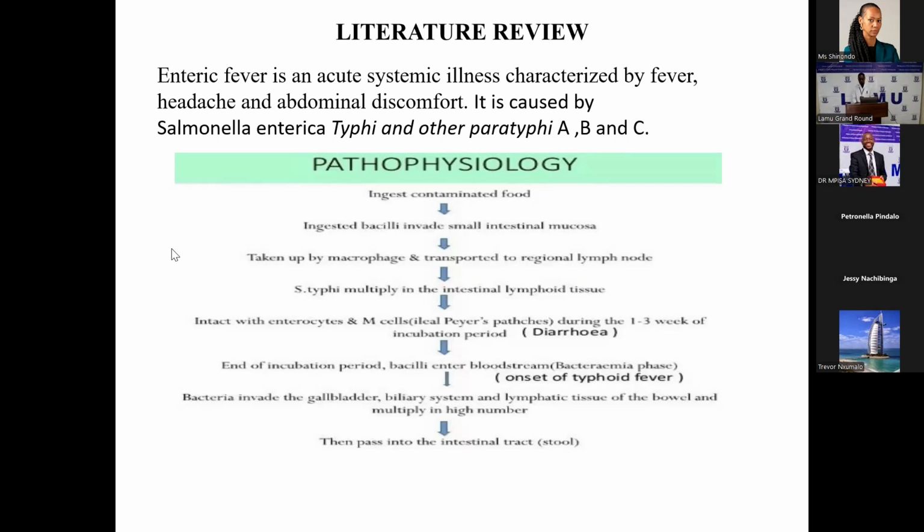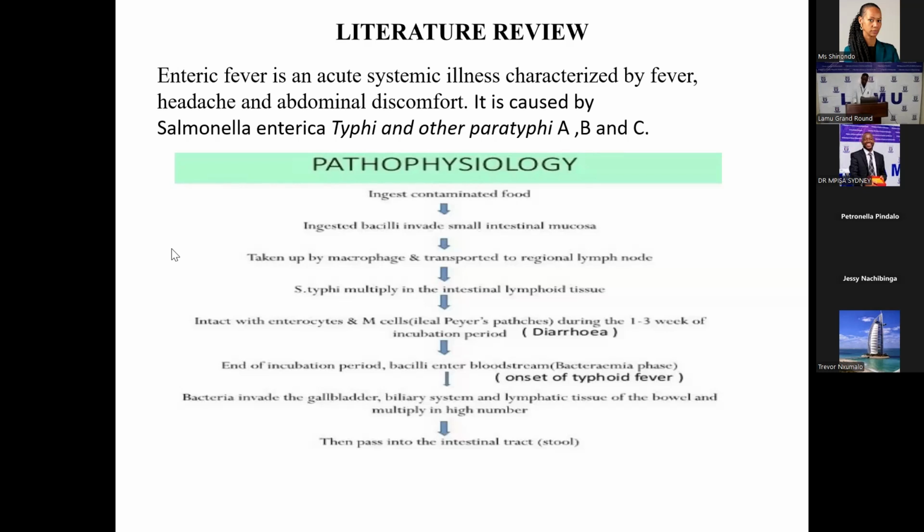Going through the pathophysiology, enteric fever is passed on from person to person through the fecal-oral route. Infected individuals ingest bacteria through contaminated food or water, and like most other foodborne illnesses, improper food handling and poor hygiene are often to blame.